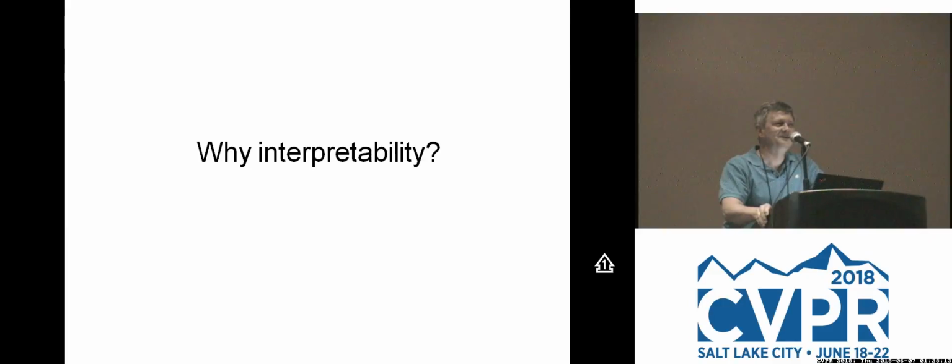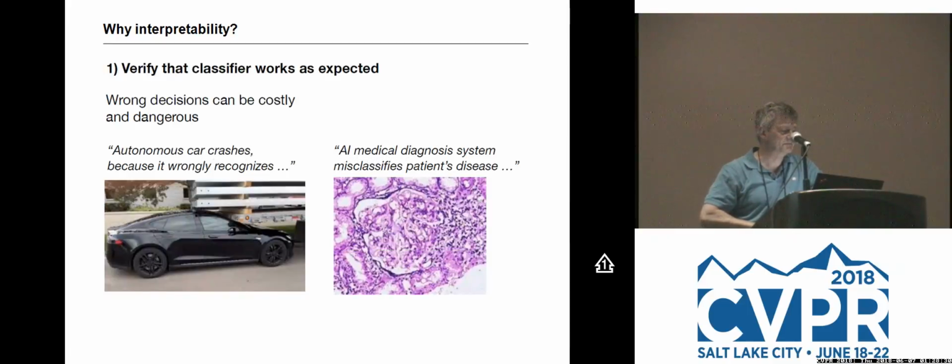I guess since you're here, you all have some idea why interpretability matters, or at least you want to try to find it out. I will try to give some very superficial answers to this, which we will hear more details about. First of all, we would like to verify that our classifier works as we expect it to. This has obvious applications in self-driving cars, but also in medical diagnosis. We would like a medical diagnosis system to do what it knows how to do, to really be as precise as a very experienced MD.